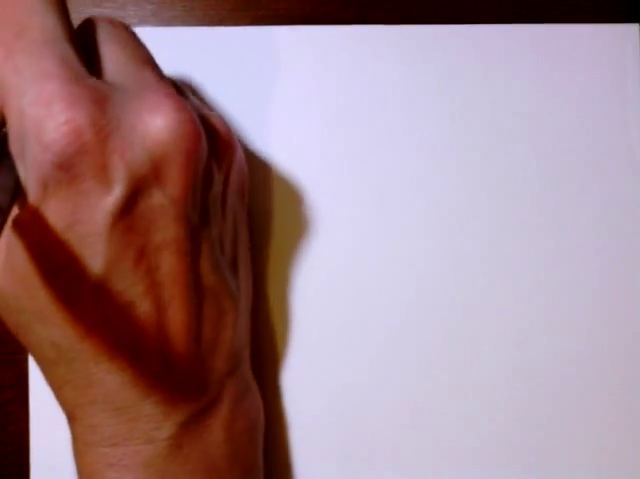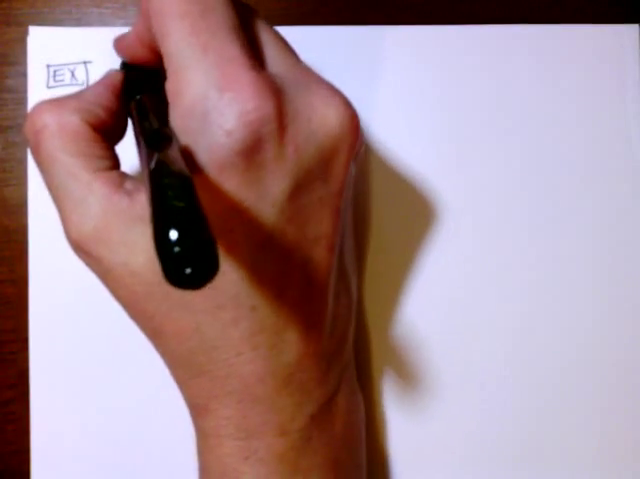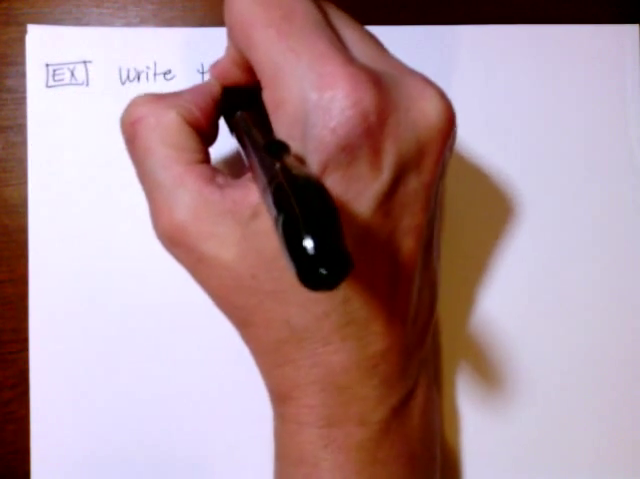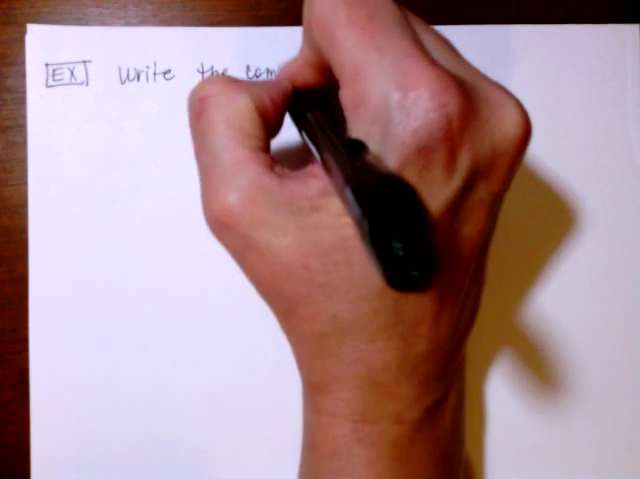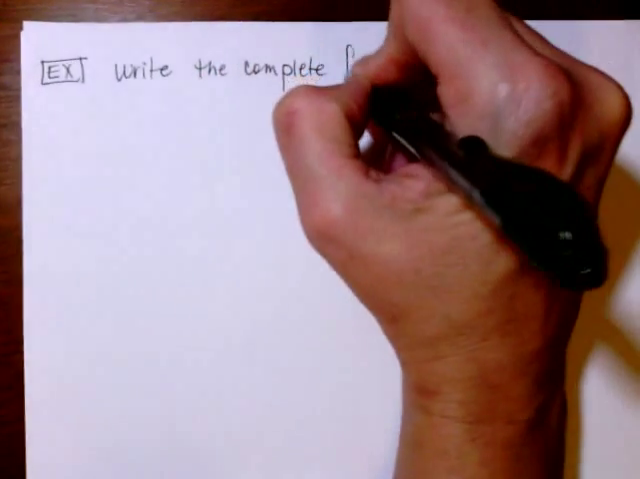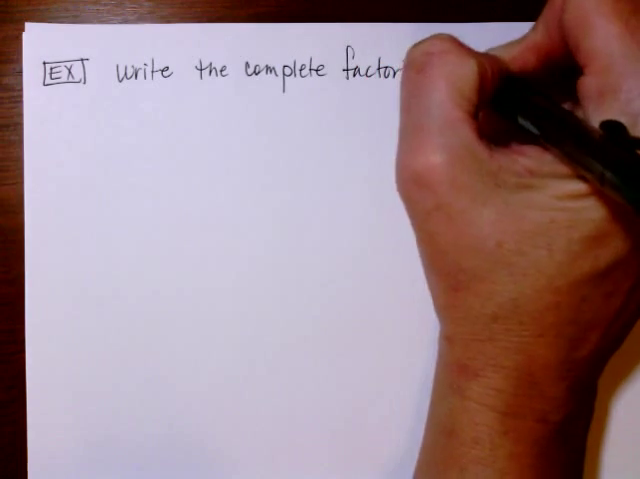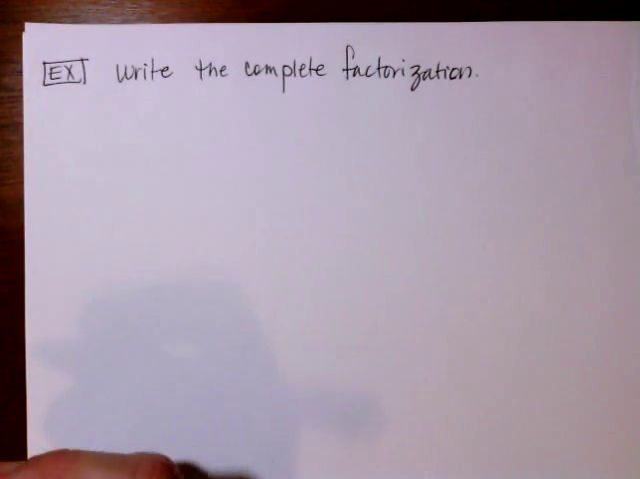All right, so let's get a clean sheet of paper and do our next example. Okay, a little bit higher degree this time. So first I'm going to tell you what you're supposed to do. I want you to write the complete factorization, which means I need to find all of the zeros and then write it in factored form.